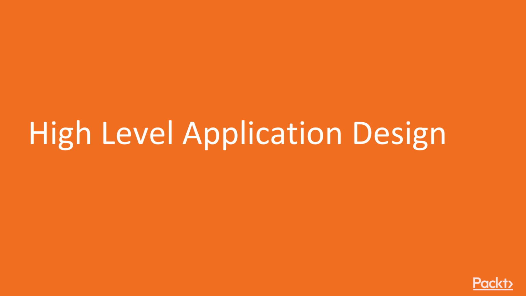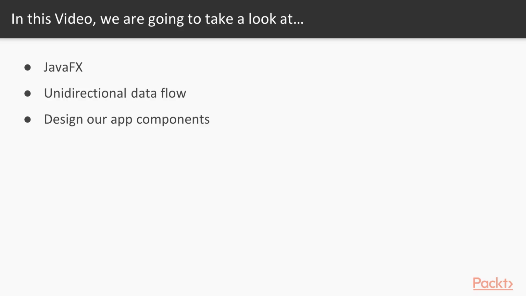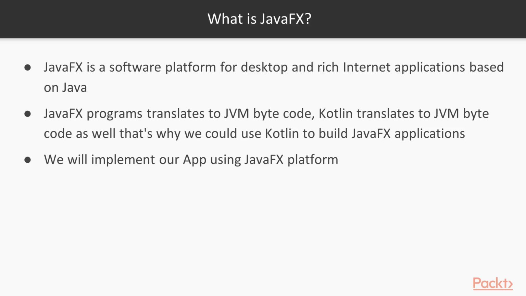High-level application design. In this video, we'll discuss what JavaFX is, how to use unidirectional data flow, and what our app components would be and how we would design it. JavaFX is a software platform for desktop and rich internet applications based on Java. JavaFX programs translate to JVM bytecode. Kotlin translates to JVM bytecode too. That's why we can use Kotlin to build JavaFX applications.